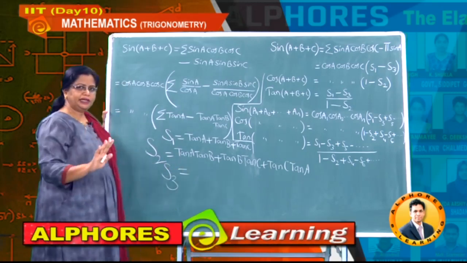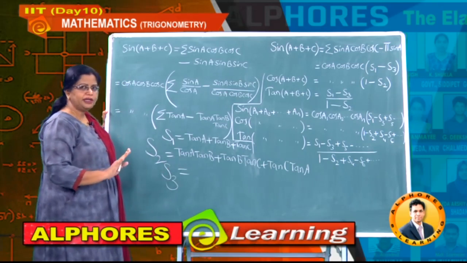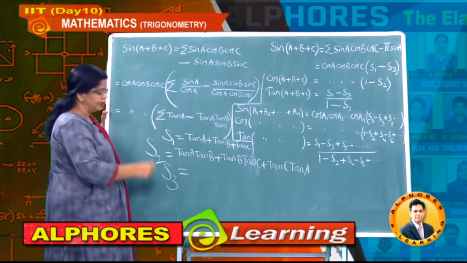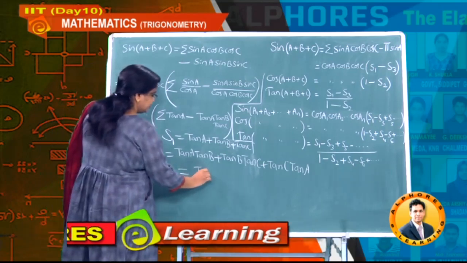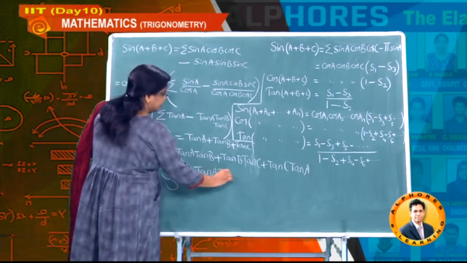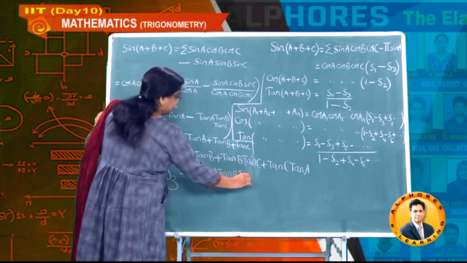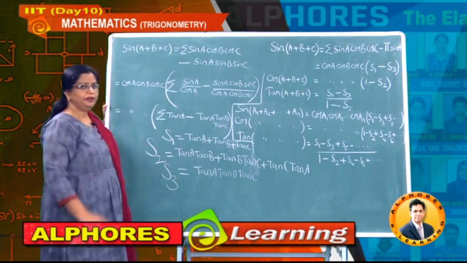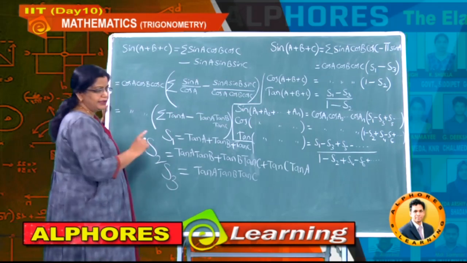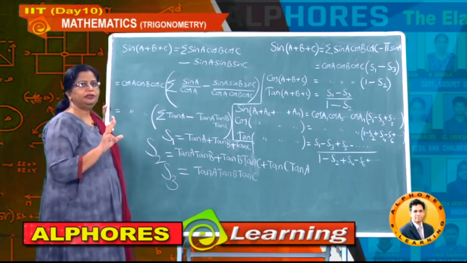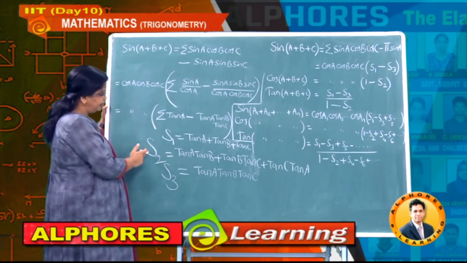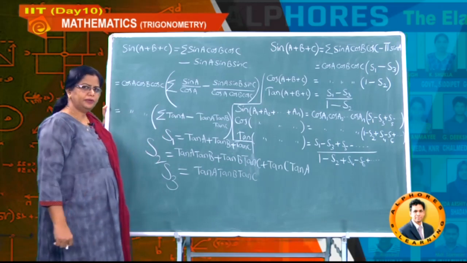Only A, B, C are there, right? Only 3 terms you are having. So, sum of products by taking 3 at a time means what is happening? Tan A, tan B, tan C, all 3 came here. Then no other term is left. That's why this is the only value you can obtain for S3 when you have only 3 values in hand, A, B, C. So, in this way we represent S1, S2, S3.